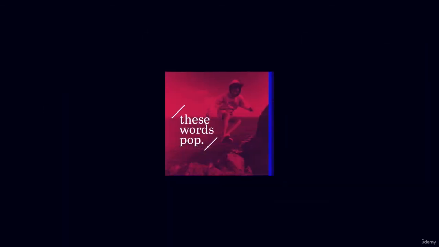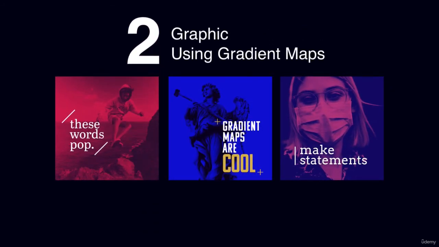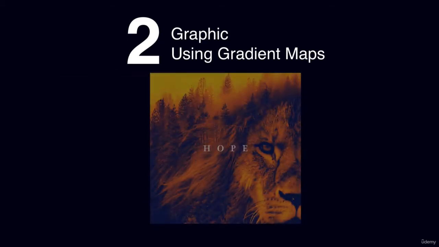The second project is to create a social media post similar to what we used before using a gradient map. You can use a picture of a person, an object, and use a simple quote to go along with it.